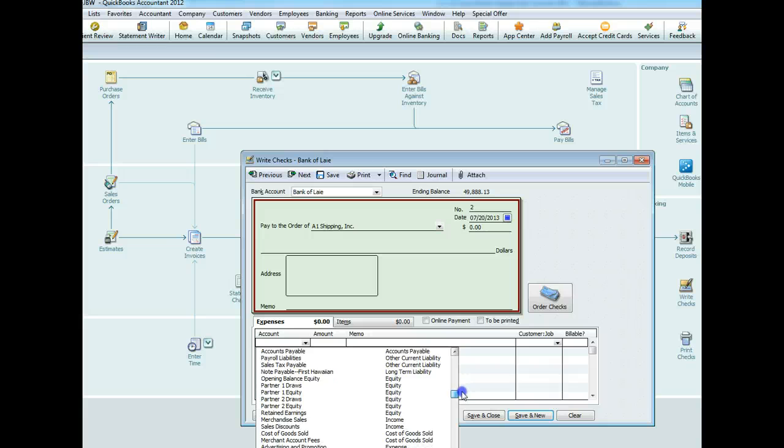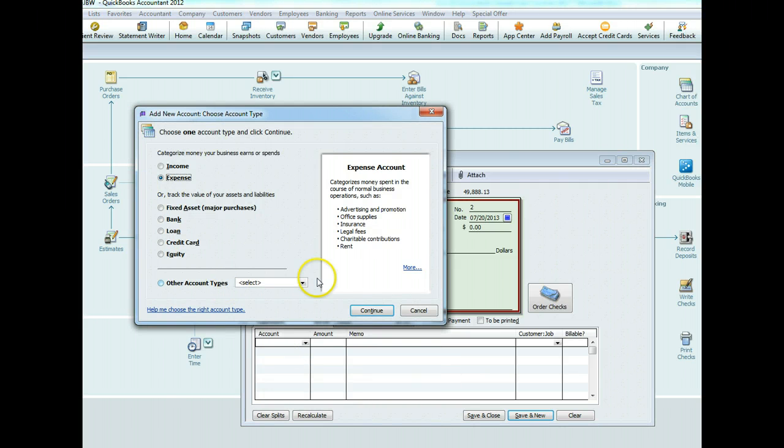I don't see a delivery expense. Shipping expense, maybe? Repairs. Okay, so we'll create an expense. Make sure that you create it as an expense.